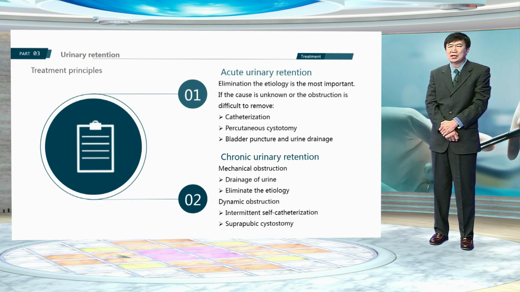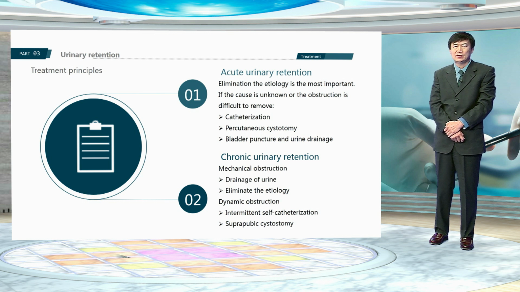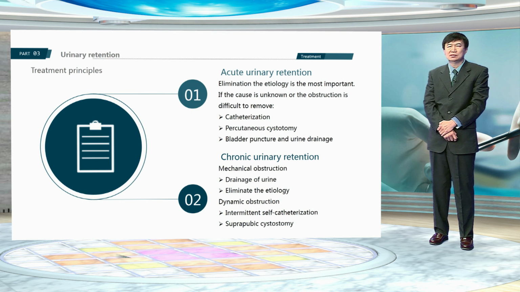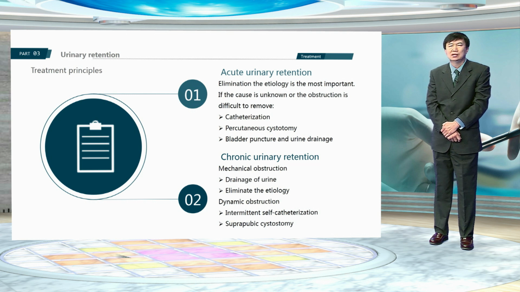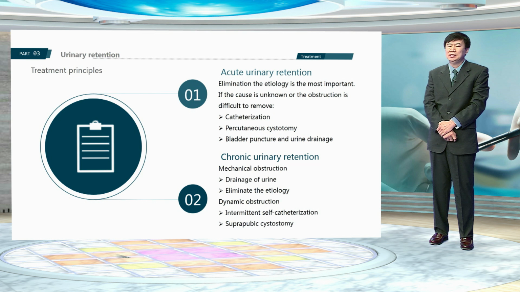For acute urinary retention, elimination of the cause is the most important. If the cause is unknown or the obstruction is difficult to remove, catheterization, percutaneous cystostomy, bladder puncture, and urine drainage should be performed. In chronic urinary retention, for mechanical obstruction, drainage of the urine and eliminating the cause of obstruction are necessary. For dynamic obstruction, intermittent self-catheterization and suprapubic cystostomy might be reasonable.